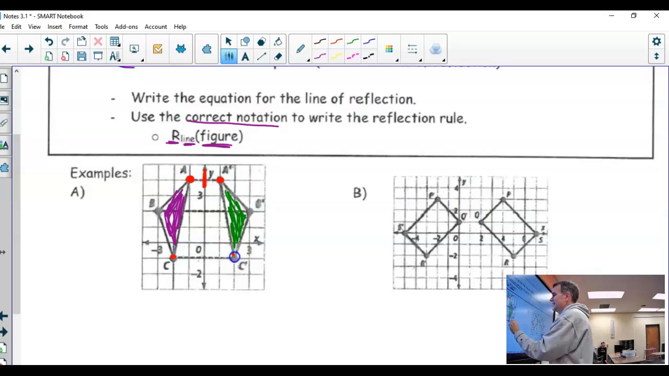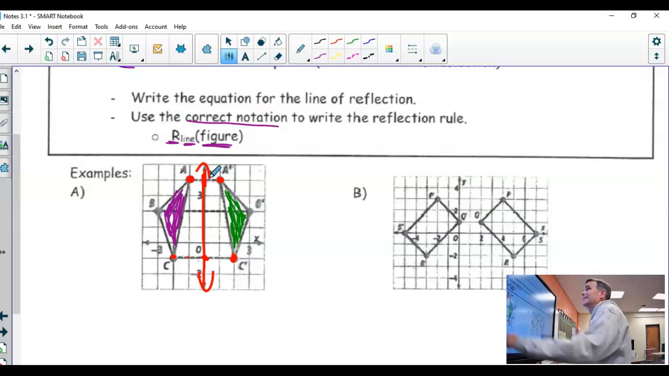Look at C and C prime. The line of reflection is halfway between them. So 1, 2, 3, 4, 1. That's halfway between. This is the line of reflection. What do we call that line? There are actually 2 names for it.